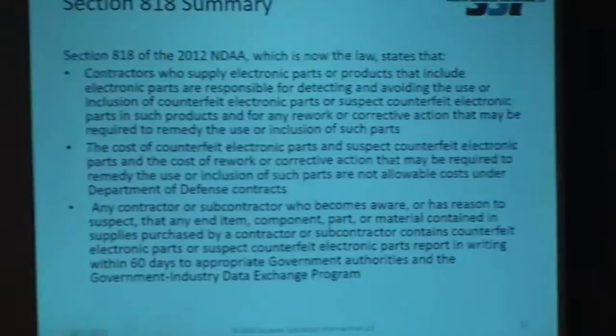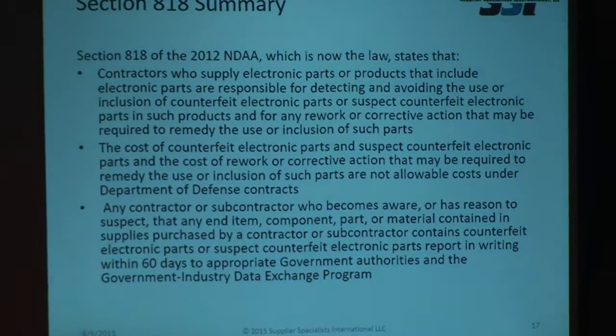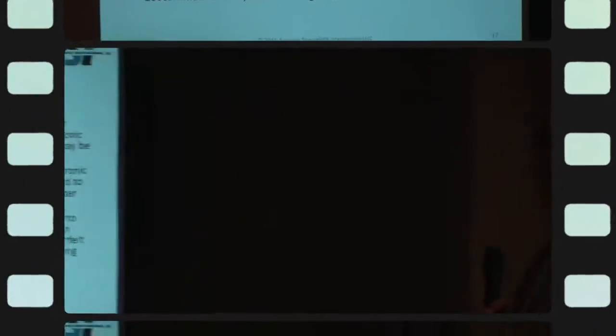And then they had another one, that third bullet, any contractor or subcontractor who becomes aware or has reason to suspect that any end item component by a contractor is counterfeit has to notify the government data exchange program, it's called GIDEP, within 60 days. So there's a time limit on that.